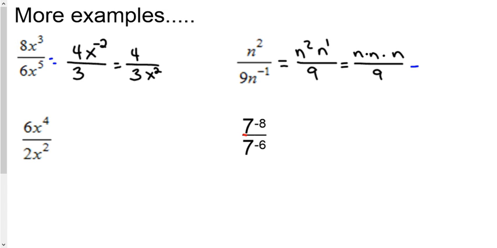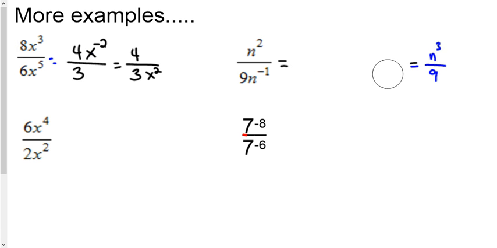And oh goodness, this is the easiest way to look at it. That'll be n to the third over 9, and we're done. Well, it's the long method. It does take a little bit, but it's not that complicated.